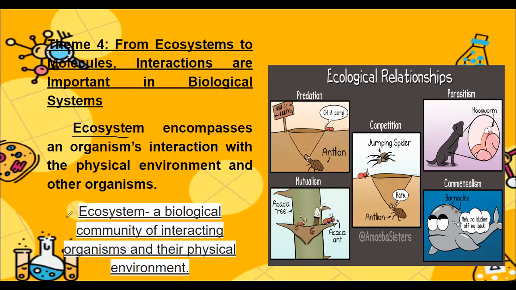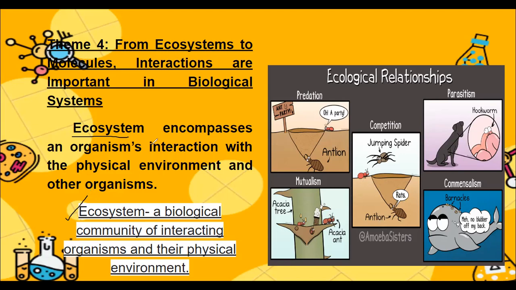In addition to this, organisms also interact with other factors of the physical environment. So what do we mean by ecosystem? Ecosystem is a biological community of interacting organisms and their physical environment. So ito po yung environment natin. Dito po nagaganap yung iba't ibang ecological relationship and interactions ng ating mga tayo, ng consumers, ng producers, etc.